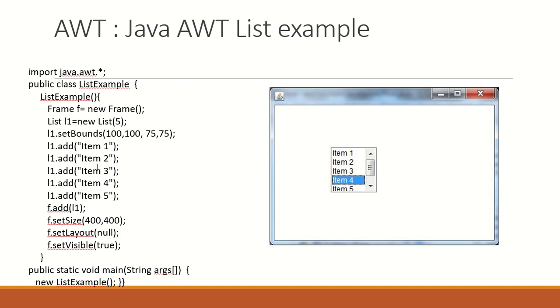Now, as always, you will have to add the list into your frame, and the rest is just the same. Inside the main method you will have to call the constructor of your class. So that is it.